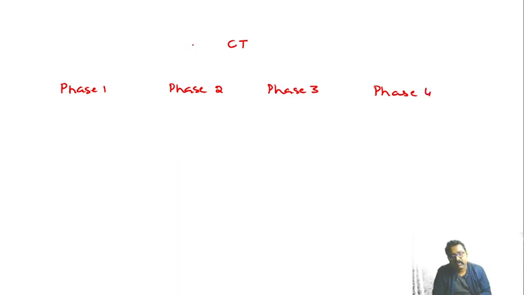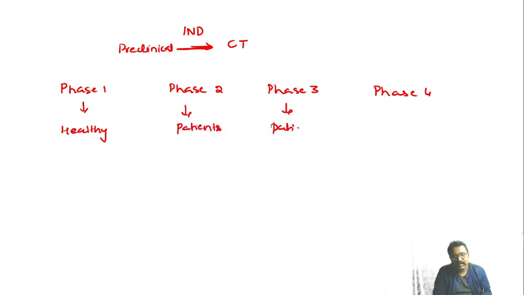So just to recapitulate, clinical trials have got 4 phases: phase 1, phase 2, phase 3, phase 4. We will do the clinical trial only after the preclinical study. Just before applying to the clinical trial, you need to submit for investigational new drug. Phase 1 will be done on healthy volunteers. Phase 2 will be done in the patients. Phase 3 will be done in the patients, and phase 4 will be in the general population.